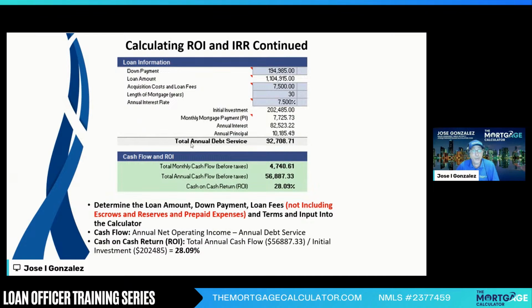we have to come up with our annual debt service amount. So we have our down payment here, we have our loan amount, we have our acquisition costs and loan fees when the property was purchased, the length of the mortgage, and the annual interest rate. So in this case, the initial investment total was 202,485, and then that is our down payment plus our acquisition costs and loan fees that you see right there. So 202,485.